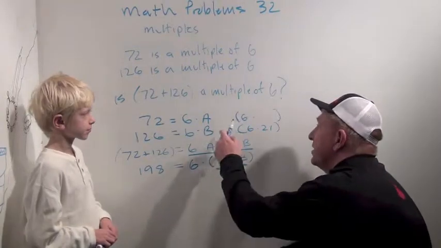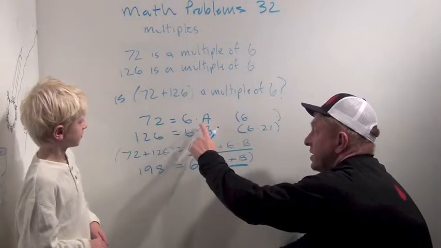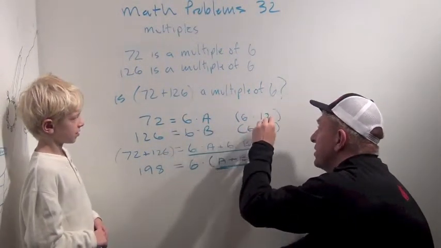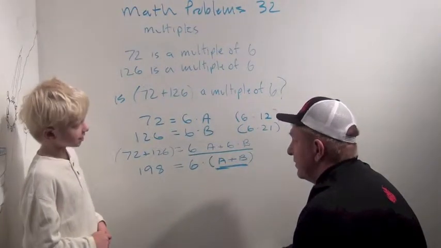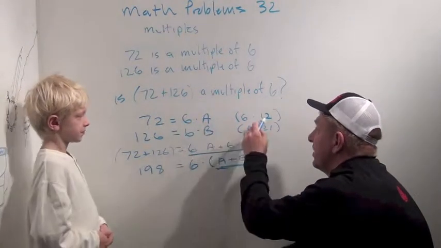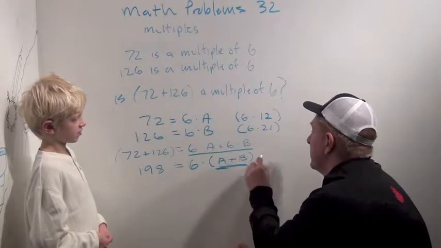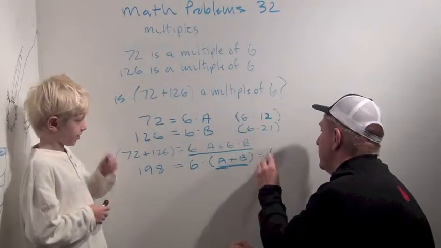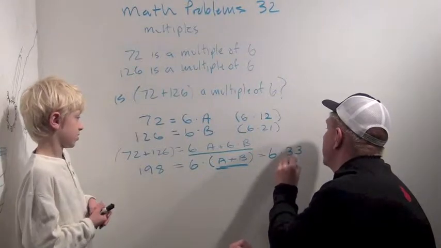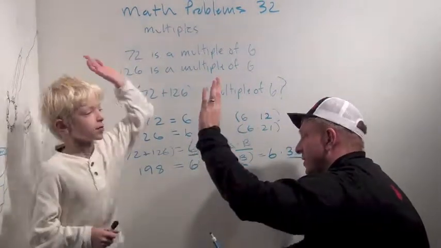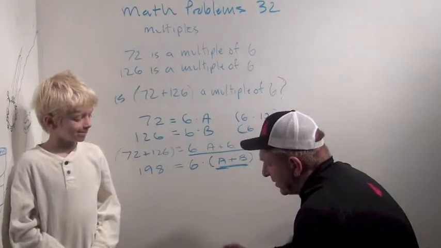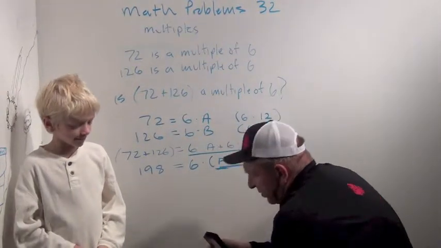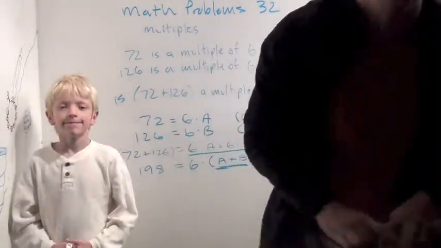And it turns out that 72 is 6 times 12. So A is 12 and B is 21. So what's 12 plus 21? It's 33. So 198 turns out to be 6 times 33. All right, there we go. That's multiples. That's a nice introduction to multiples by Art of Problem Solving.